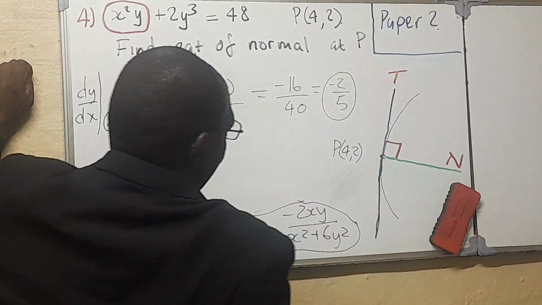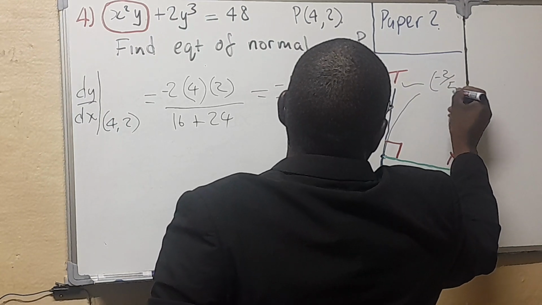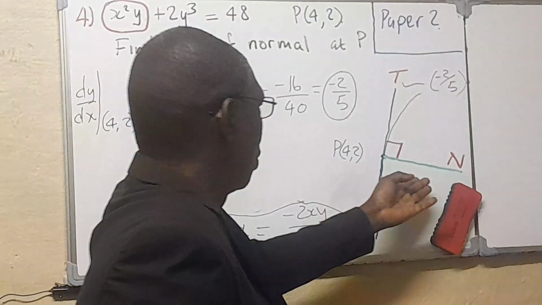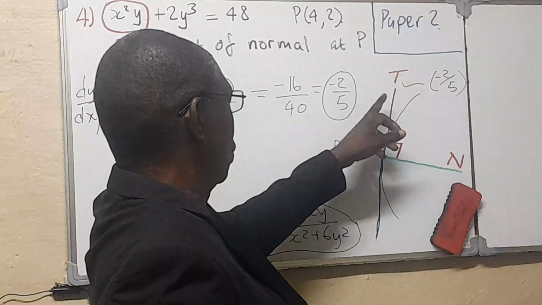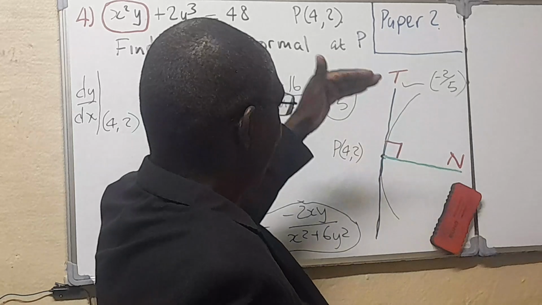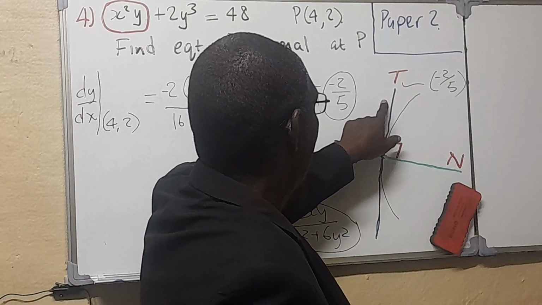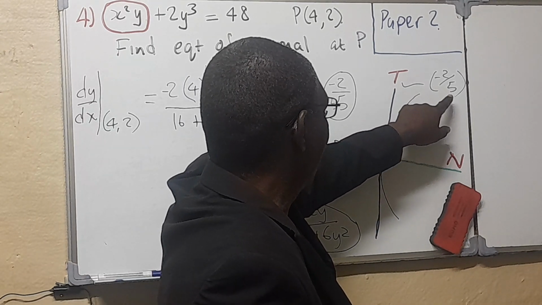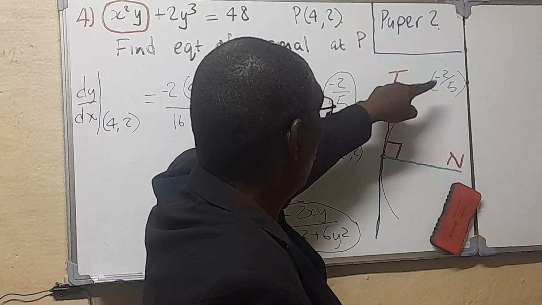This is the gradient of this line here. Minus 2 over 5. Right. Now, what is this got to do with the normal? Well, when two lines are perpendicular to each other, and you know the gradient of one of the lines, the gradient of the other line is always minus the reciprocal of the gradient of the other line. So this is perpendicular to that, and the gradient of this one is minus 2 over 5. So the gradient of this will be minus the reciprocal of this one.